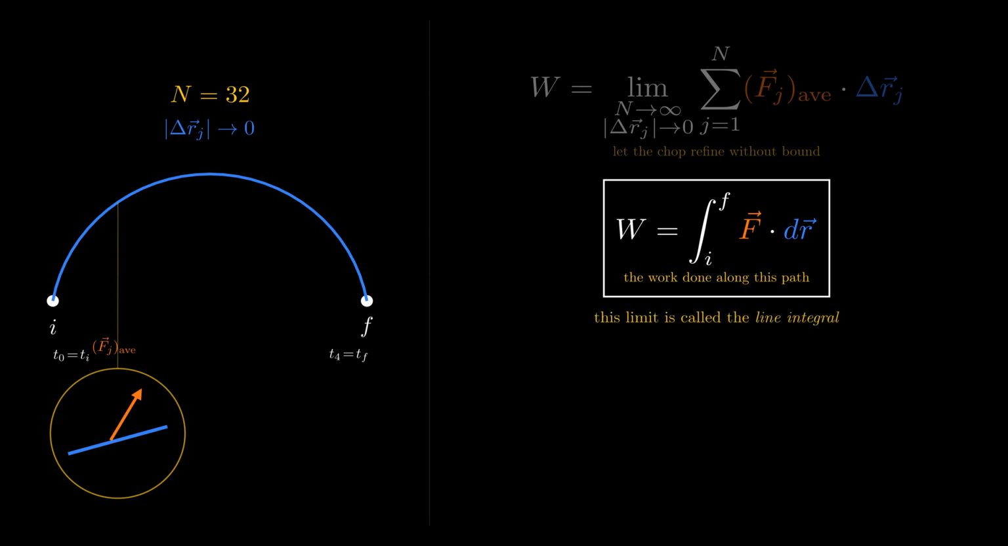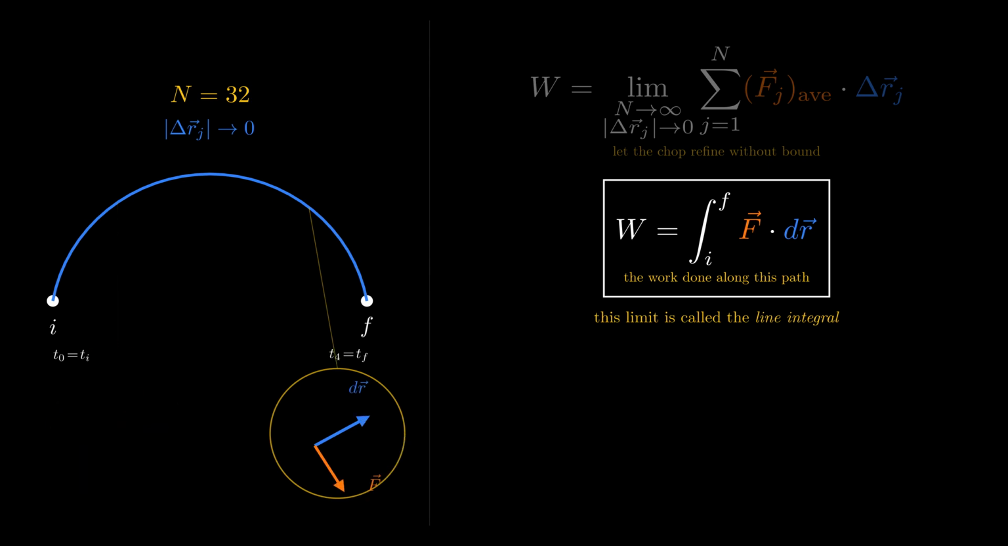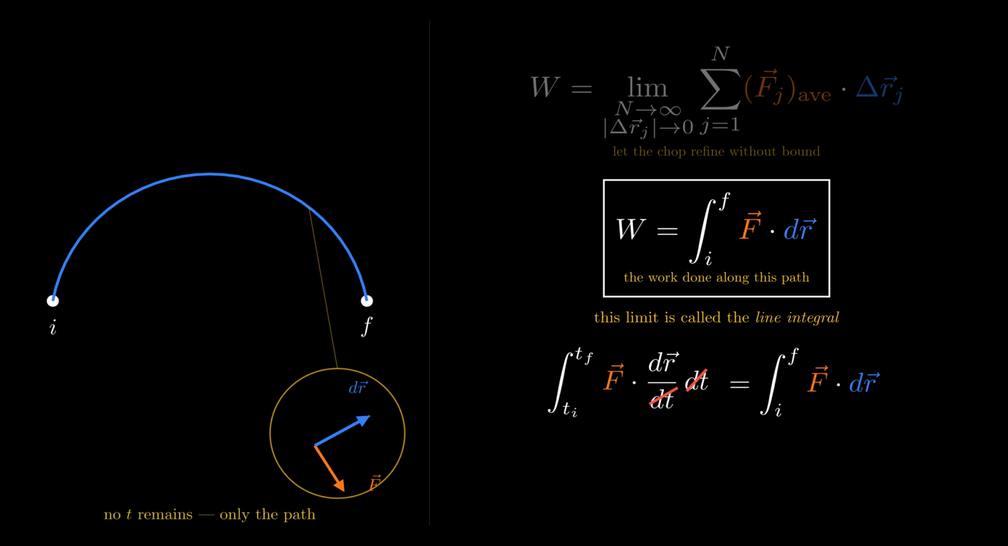This limit is called the line integral of the force, and the symbol dr is the infinitesimal vector line element, the limit of the displacement vector as the time step goes to 0. At every point, dr lies tangent to the orbit. Notice that the time parameter has dropped out entirely. Only the geometry of the path remains. And notice what kind of object we built. Every piece was a scalar product, so the sum adds plain numbers. Work is a scalar, not a vector.